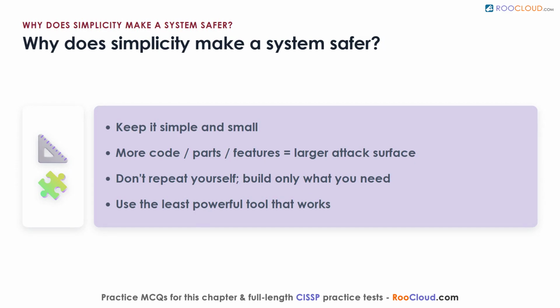Related ideas reinforce it. Do not repeat yourself, so a fix lands in one place. Build only what you actually need right now, not every feature you can imagine. Use the least powerful tool that solves the problem. Think of a Swiss Army knife with 40 blades. Half of them just add ways to cut yourself. A lean design is easier to secure, troubleshoot, and verify.